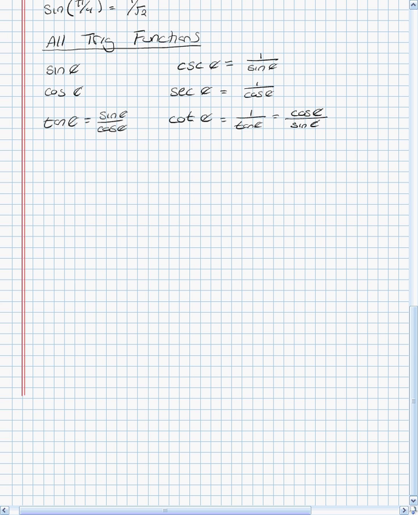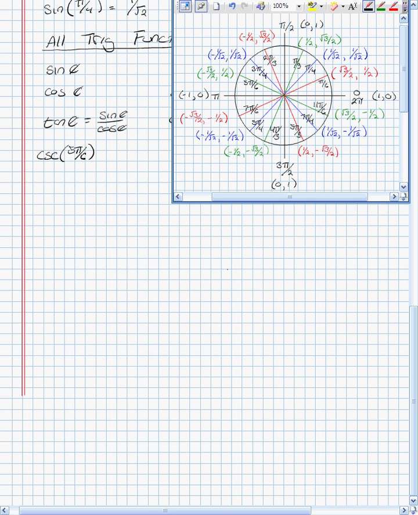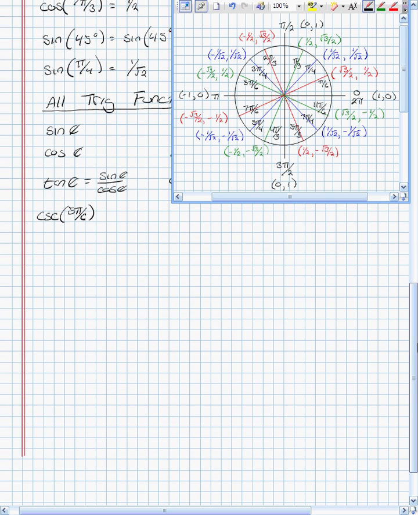To do some example problems, if you're asked to find the cosecant of 5 pi over 6, what I'm going to do now is pin up the unit circle. So we have the unit circle here, give us some space to work. We know that cosecant theta is 1 over sine theta.